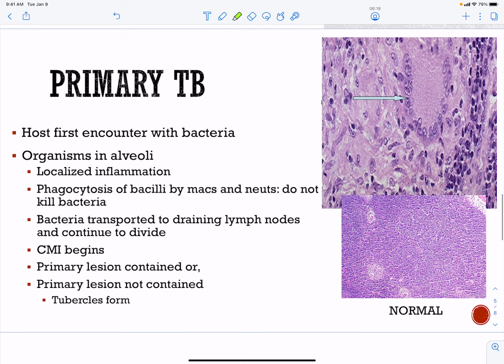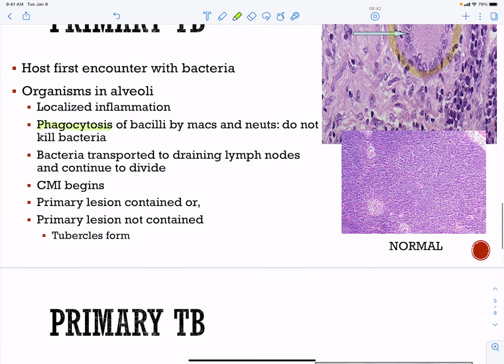So primary TB, you're going to, again, have this Ghon complex, which is shown here. You're going to have your phagocytosis of the bacilli. However, they cannot kill those bacteria, as I mentioned before. The bacteria are going to be taken to draining lymph nodes, continue to divide. You're going to get a primary lesion that gets contained, or you're not going to contain it and have tubercles form.